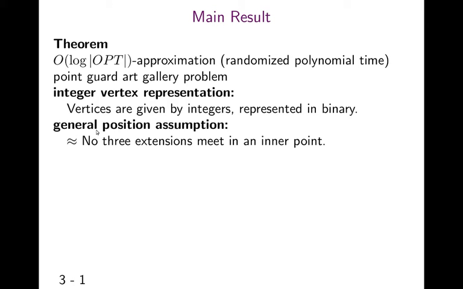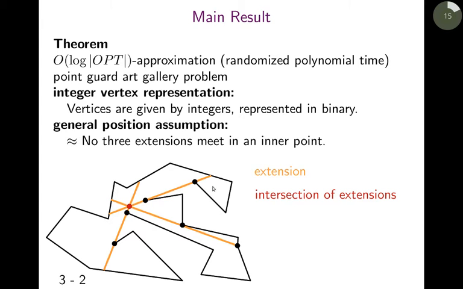And then we also have this general position assumption, which more or less says no 3 extensions meet in a point. So what is an extension? Given 2 vertices, this orange line here would be an extension. So for any 2 vertices we have an extension, and we don't want 3 of those extensions to meet in a single point. This is our assumption, and if you wiggle a little bit, then these 3 would not meet in one point anymore. So it's also fair to call it a general position assumption.